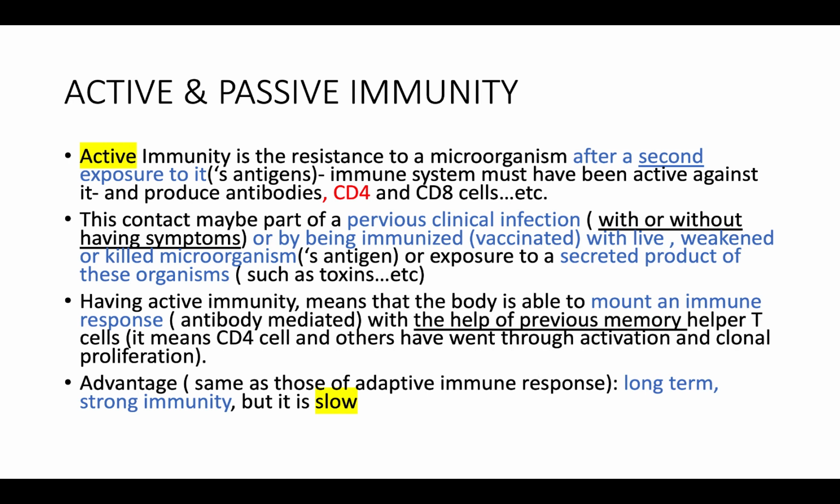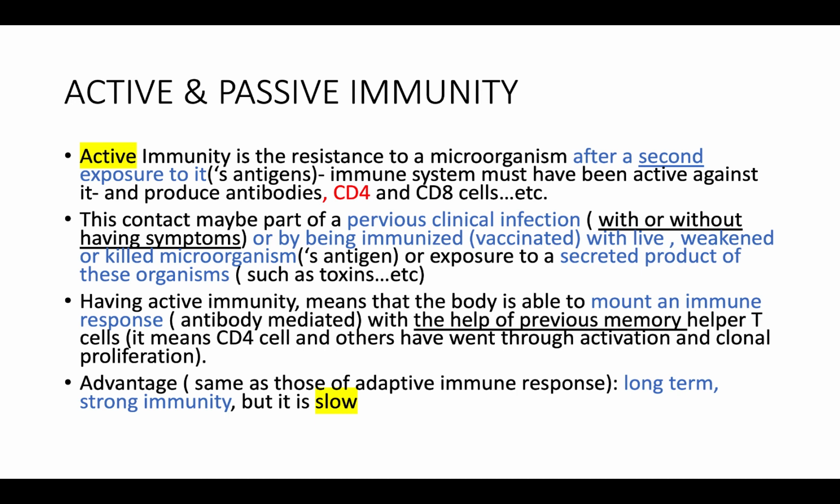Now here we will go into an expansion, the meaning of active versus passive immunity. What is active immunity? What is passive immunity? Active immunity is the resistance to a microorganism after a second exposure to it. Meaning, as we said about the specific immune response, if I met the virus or the bacteria or the microorganism before, I made CD4 cells, CD8 cells, B cells, I have memory, then I will have an active immunity to it, whether I met it or I met the vaccine.